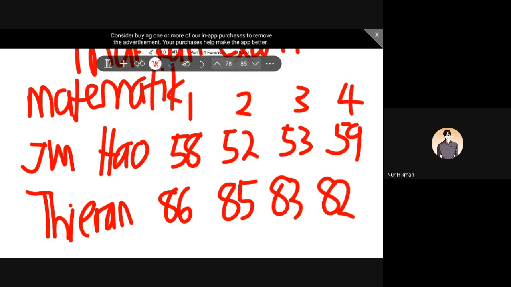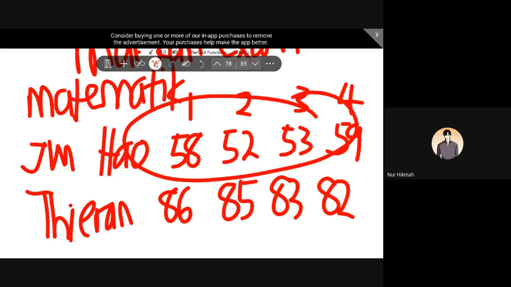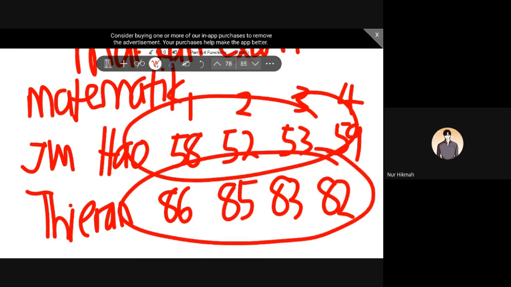Nak tahu jawapan tak? Anyone ada jawapan lain? Not one individual. Anis dah dapat. Betul. Sebenarnya dua-dua. Jawapan dia dua-dua. Dua-dua ada nilai sisian piawai yang lebih rendah. Sebab dua-dua punya markah adalah konsisten. Kamu kena ingat. Konsisten tu bukan maksud markah bagus tau. You can be consistently excellent. You can be consistently bad also.